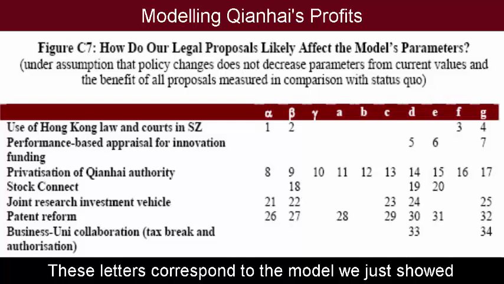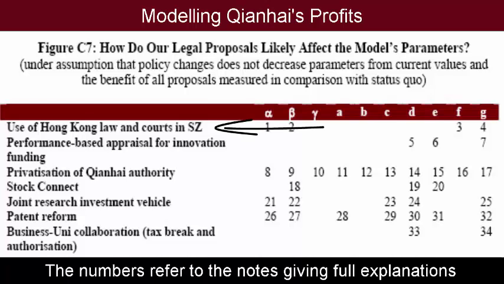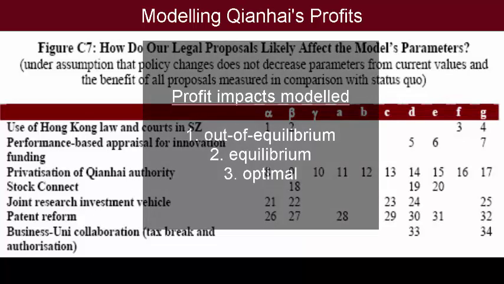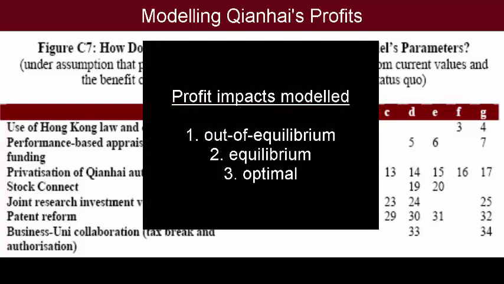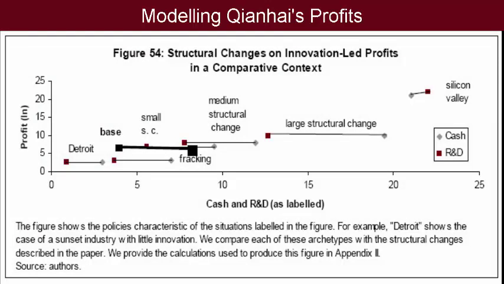In order to look at the effect our regulatory proposals would have on such profitability, we vary the parameters we've shown in the model, adjusting these factors for some of these changes, such as the ability to use Hong Kong law in Shenzhen courts, the adoption of performance-based funding, the privatization of the Qianhai Authority, and so forth. Our method specifically looks at the impacts on expected profits, profits in equilibrium, and the optimal achievable profitability of these companies. And what we see is that past attempts to reform innovation structures have passed through into increased profits.